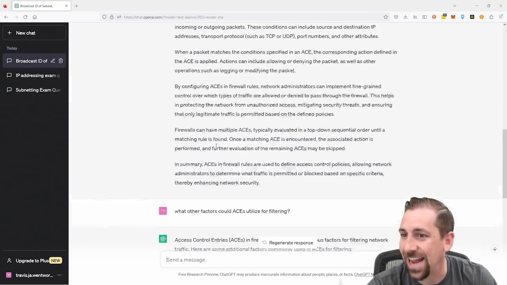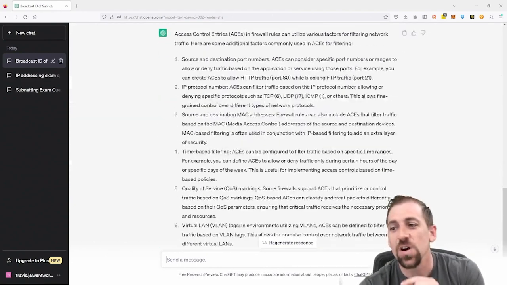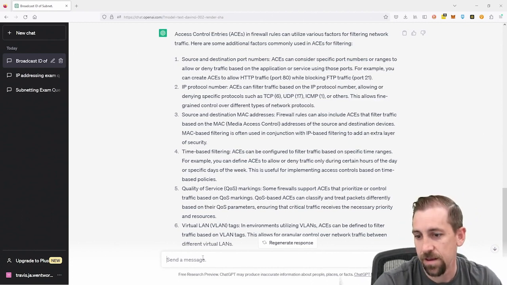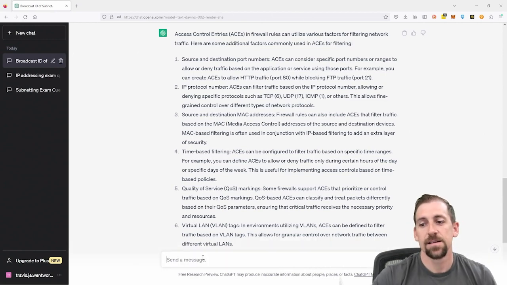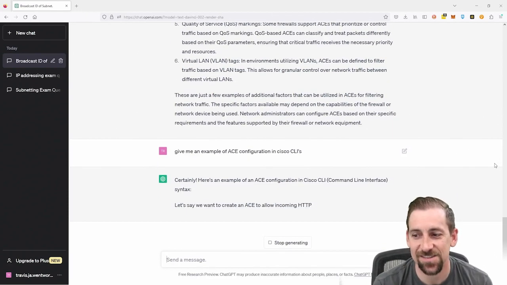So we went from a broad answer about access control entries and a couple of specifics to a number of very specific examples that access control entries can help you filter. Give me an example of ACE configuration in Cisco CLIs. Certainly, here's an example of ACE configuration in Cisco CLI.